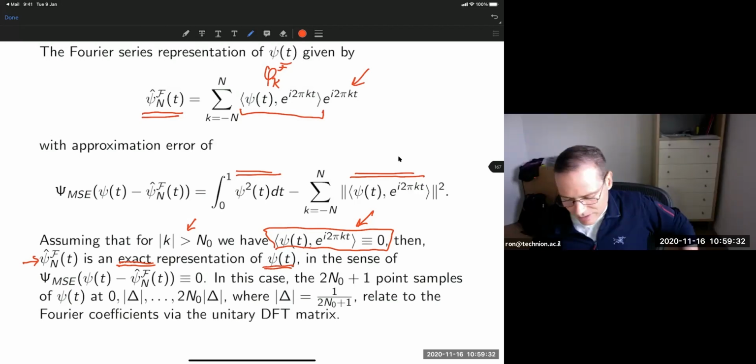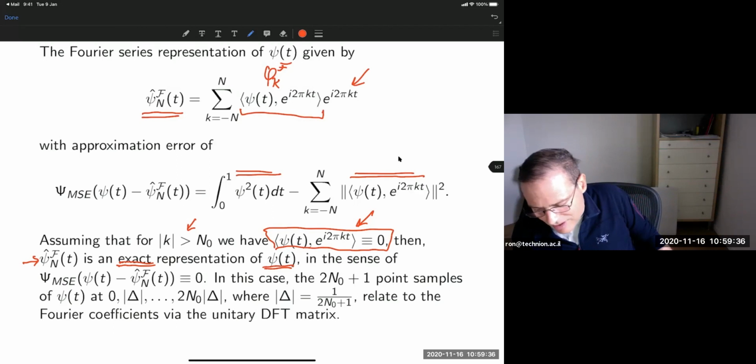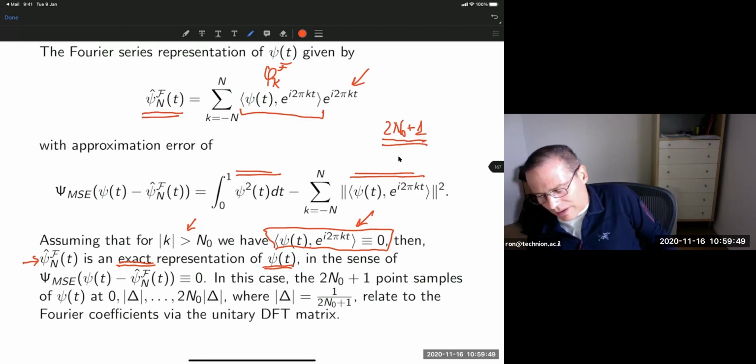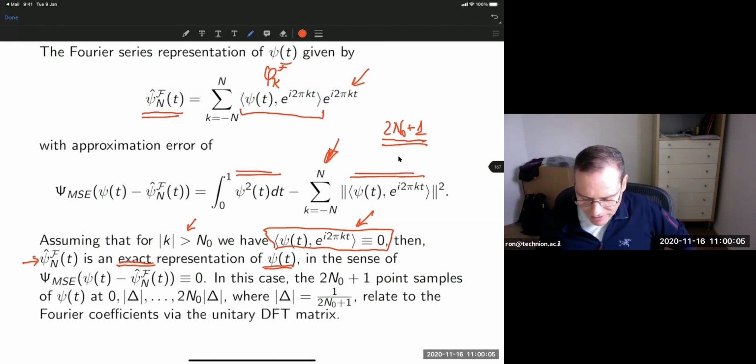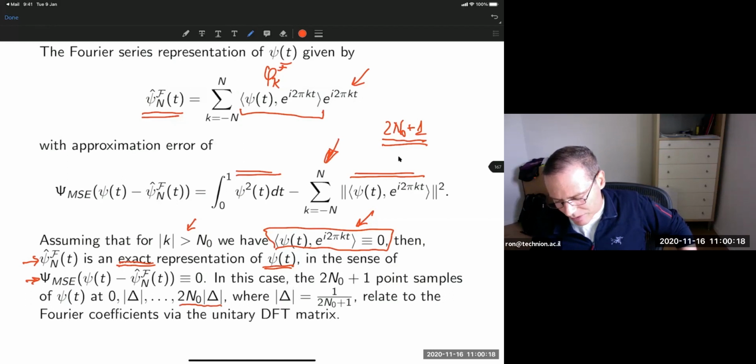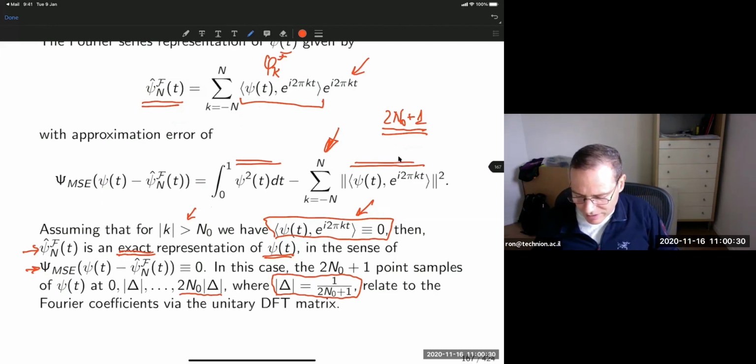Now, how many samples do I need in order to represent my function? This is nothing but my 2n0+1 coefficients. So how many times do I need to sample my function? This is exactly my 2n0+1 samples that I need in order to be able to represent it if it has bounded frequencies, where the bound is capital N. So again, in this specific case, I know that the MSE error is equal to 0. And the 2n0+1 are the number of samples that I get, and I sample them uniformly, and this is the distance between each and every two samples. Okay, so now we are ready to continue.